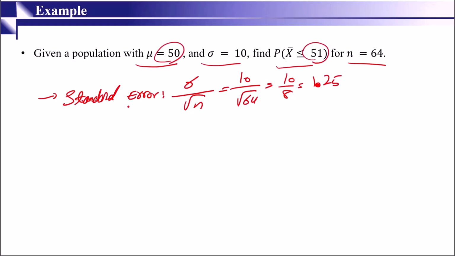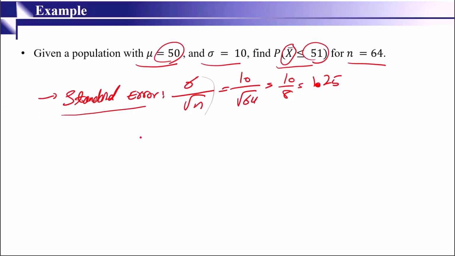Why do we calculate the standard error here? Because here it says x bar, which means sample mean, right? So we need to go for the standard error. The standard error measures the variability of the sample mean across different samples from the same population. That's why we go for sigma divided by the square root of n.